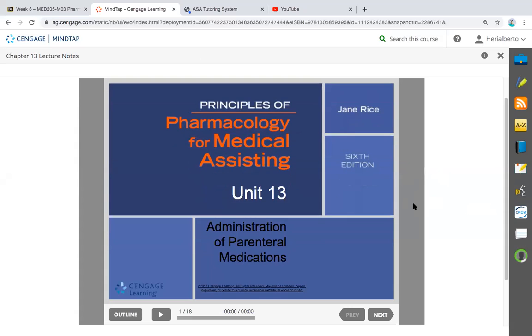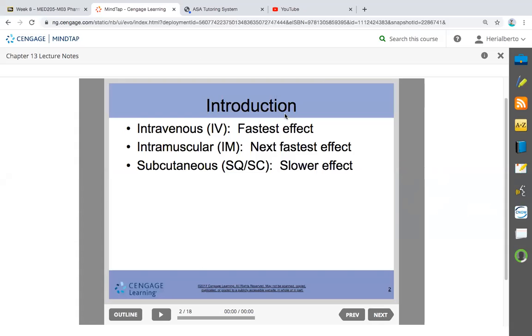So let's start with the PowerPoint. Unit 13, administration of parenteral medications. That means injection medications, or injected medications. In the introduction, we have different types of injections or parenteral medications like intravenous, that is the fastest effect. You know by logic that the medication goes straight to the bloodstream when it's introduced into the veins.